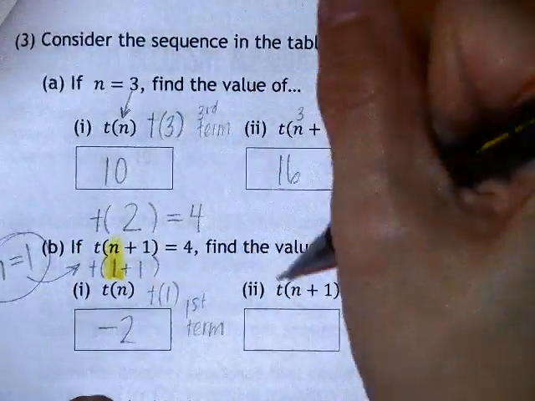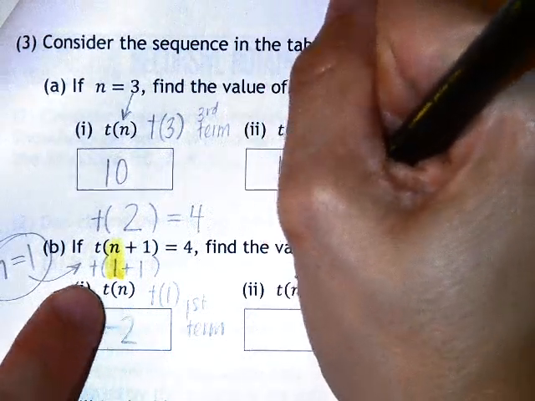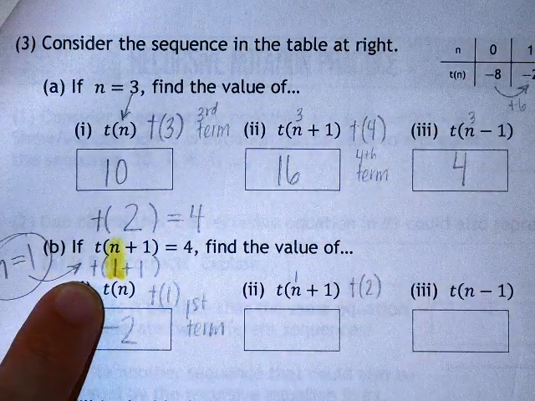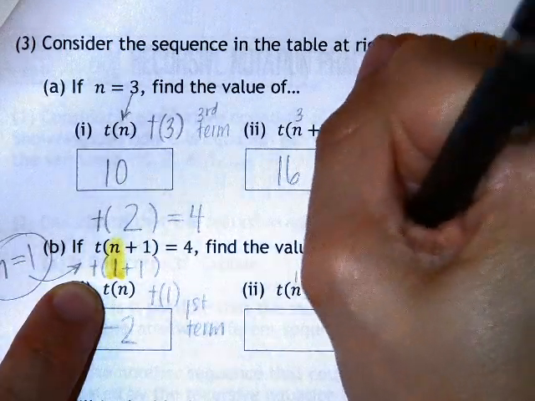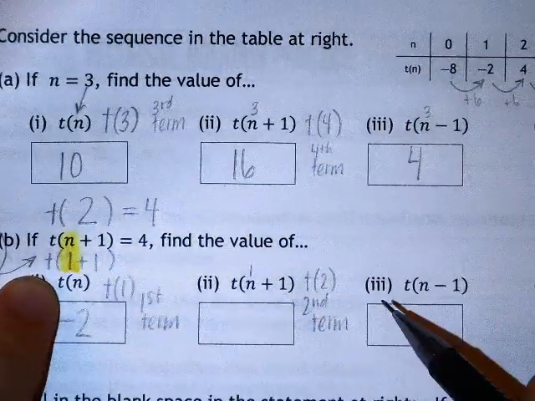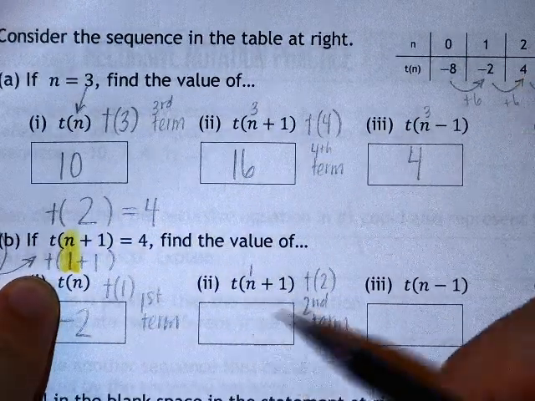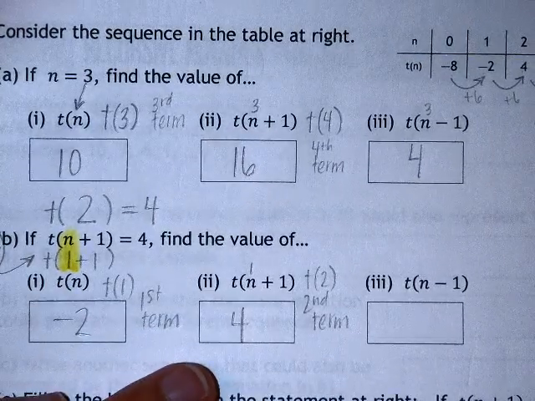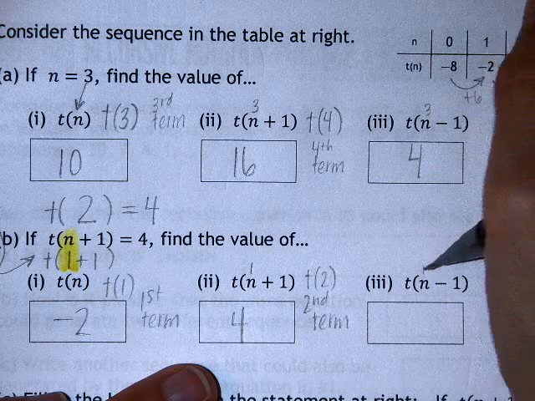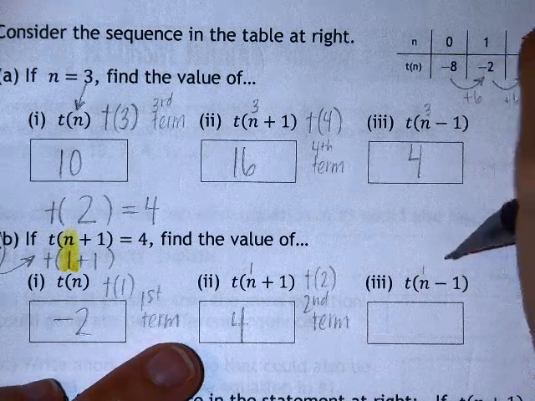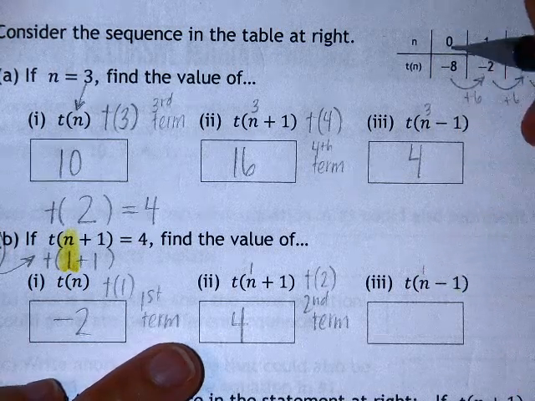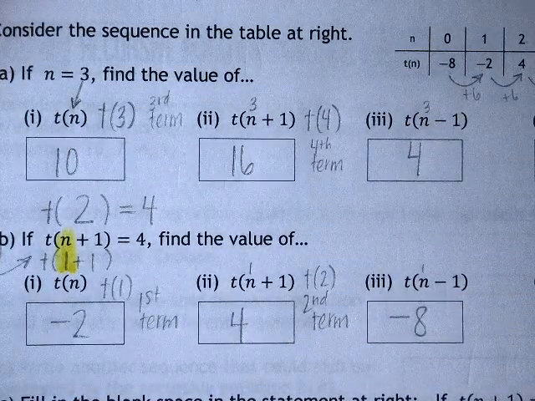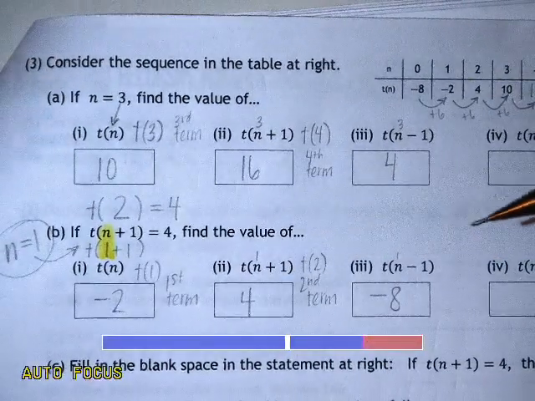And in the second question, n is 1 again. I know that now for sure. So t of 1 plus 1, that's 2. T of 2 means the second term in the table, and the second term in the table is 4. You can even, again, get to the point where you don't even have to hardly use this whole idea of plugging in. 1 minus 1 would be 0, so t of 0 is the 0 term in the table. The 0 term in the table is -8. Notice how you can do this just by looking.